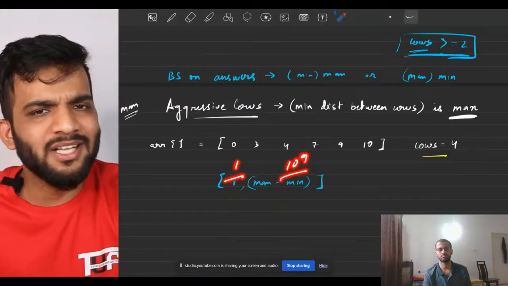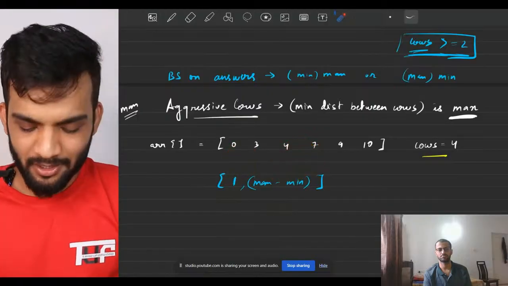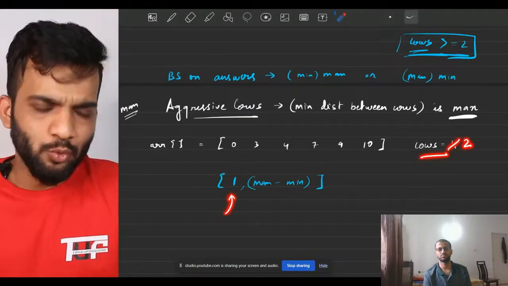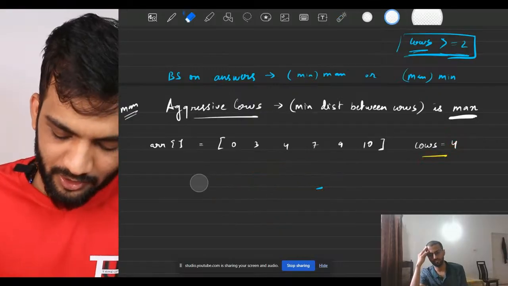That's also correct. You can take 1 and 10 to the power 9, and we're sure that the answer will be between them. That is also correct. But yeah, we are very much sure that even if cows are given as 2, this range will make sure that the answer is between them. So we know the range.